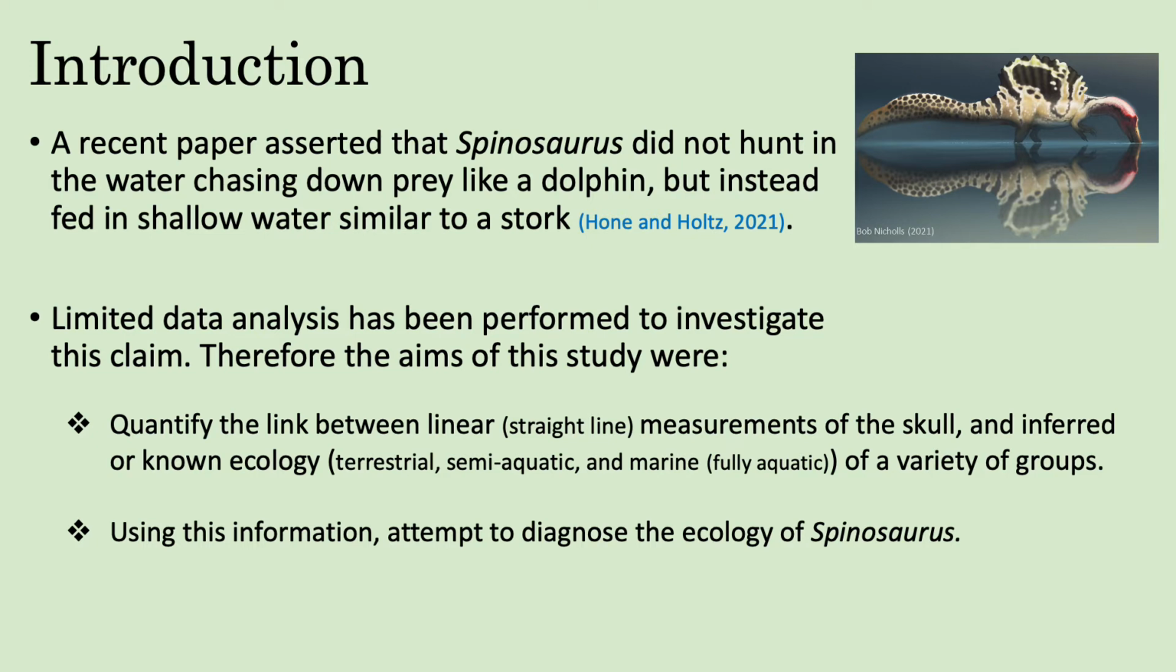A recent work has outlined that Spinosaurus would likely have had trouble hunting prey like a dolphin in the water and would instead have fed in shallow water similar to a stork, dipping its snout in the water with the rest of its body outside. Though there was limited data analysis on this, therefore we tried to investigate the link between linear measurements of the skull and inferred ecology of a variety of groups, or clades, with both extinct and still alive members. And then using this information, attempt to diagnose the ecology of Spinosaurus.